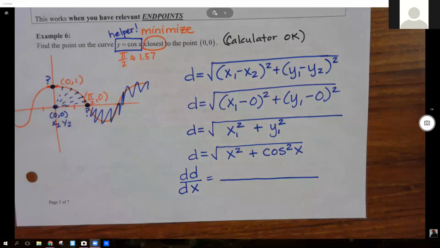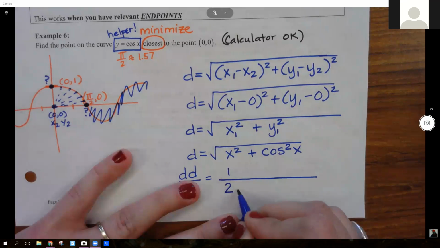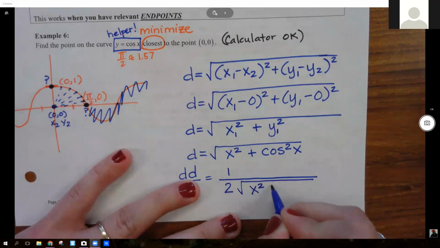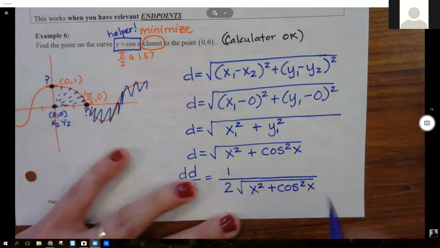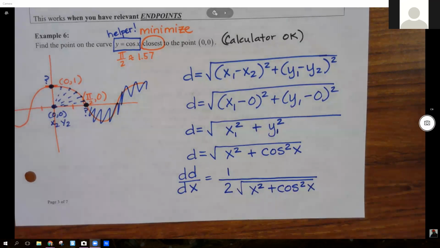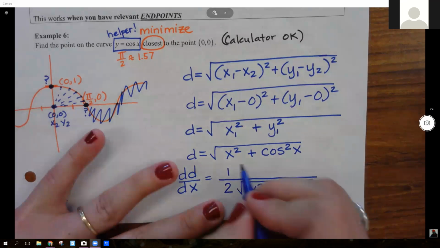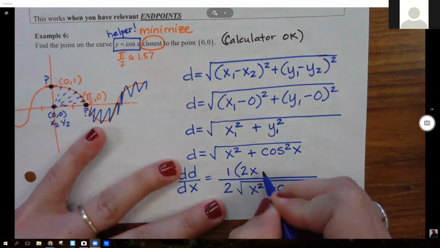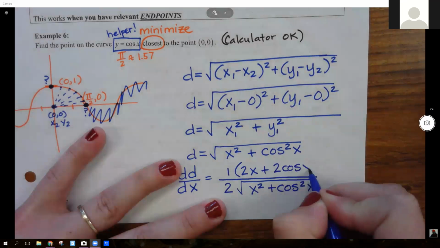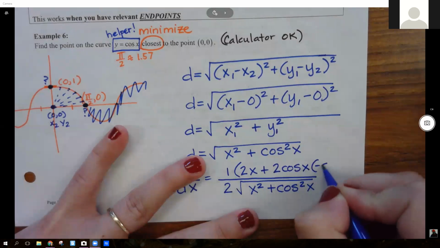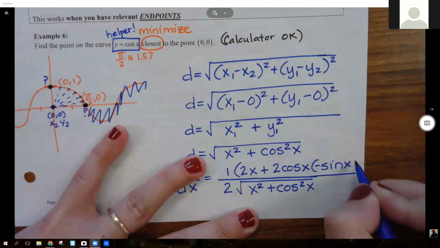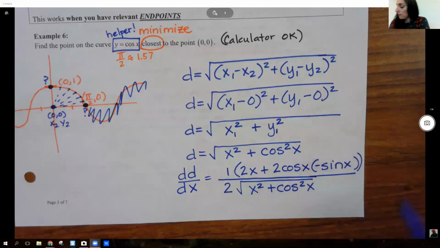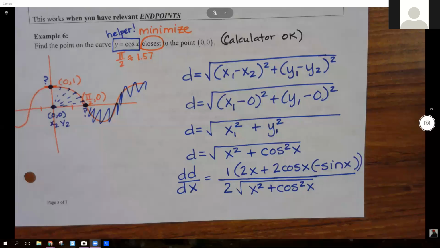It would be 1/2 times x squared plus cosine squared x, but the square root of that on the bottom, times 2x plus 2 cosine x times sine x, or negative sine x. Yep, good. So you have chain rule, all kinds of good stuff in there.